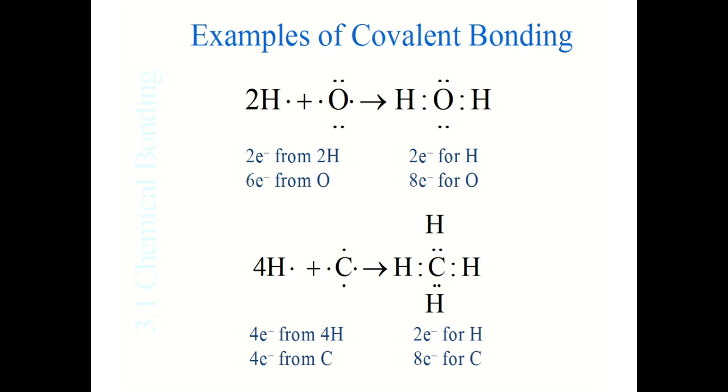Hydrogen wanted 2 electrons, it only had 1. Oxygen wants 8, it only has 6. So we take those 2 hydrogens, put them on there, and we form water, H2O.